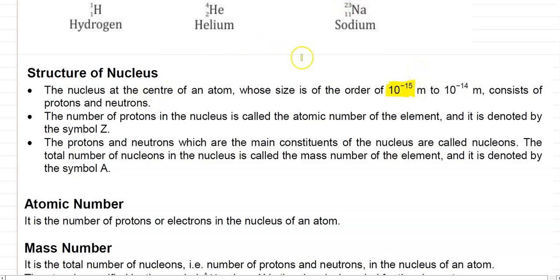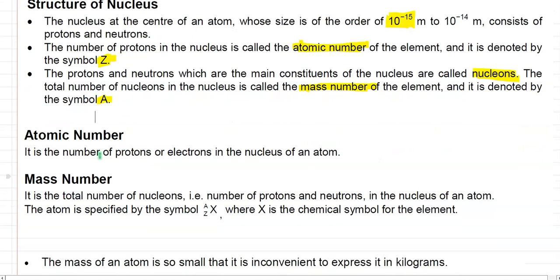The number of protons in the nucleus is called the atomic number and is denoted by the symbol Z. The protons and neutrons, which are the main constituents of the nucleus, are called nucleons. What are nucleons? Nucleons are protons plus neutrons. The total number of nucleons in the nucleus is called the mass number, and the mass number is denoted by A.